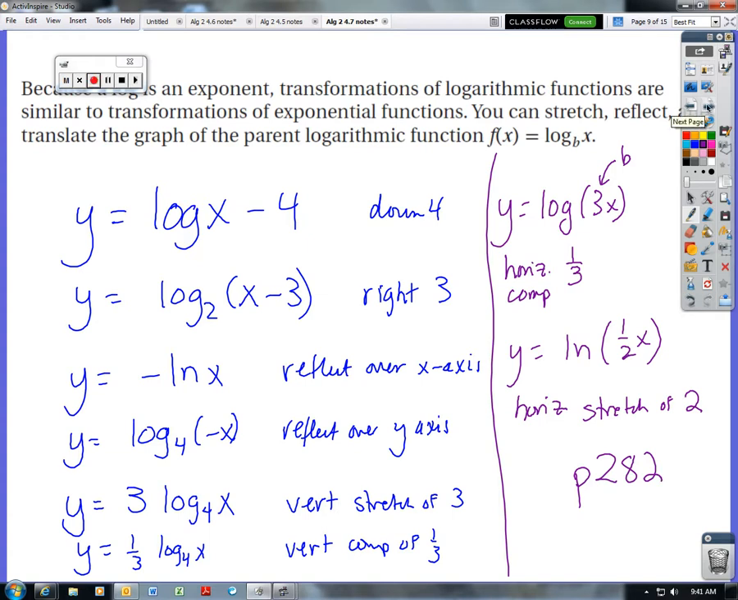And on all these I chose different log bases just for fun. So when you're finding your parent, it's going to be log of whatever that base is. Like this one right here would be log base 2 of x would be the parent. This one would be y equals natural log of x would be the parent.